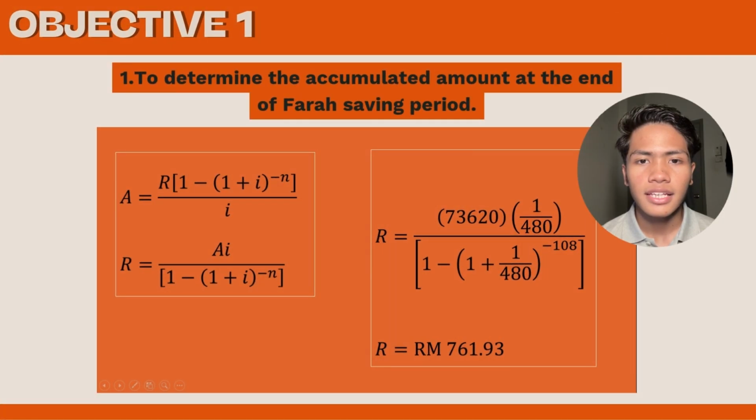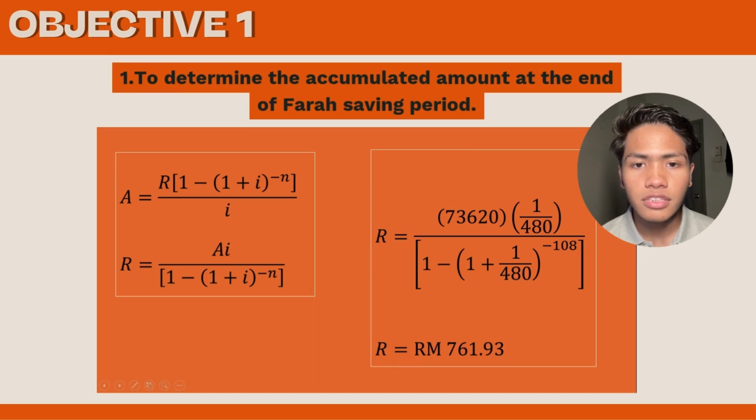Objective 1. To determine the monthly payment. So we use the annuity formula, which is A equals R multiplied by 1 minus, in brackets, 1 plus i to the power of negative n, divided by i. Therefore, we rearrange the formula to solve for R, which is R equals A times i divided by, in brackets, 1 minus 1 plus i to the power of negative n.